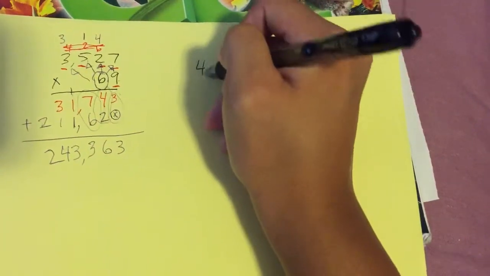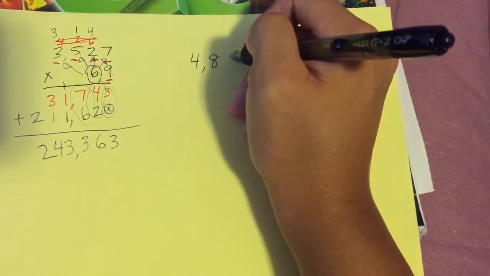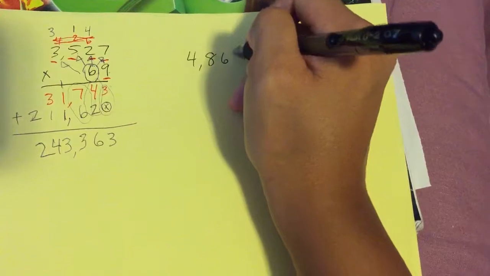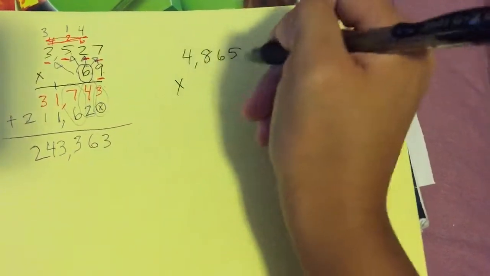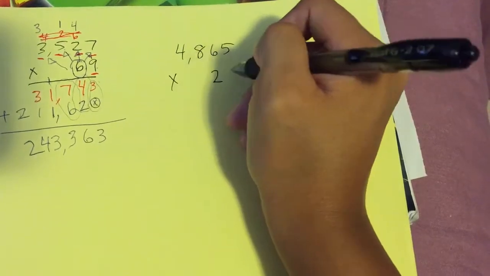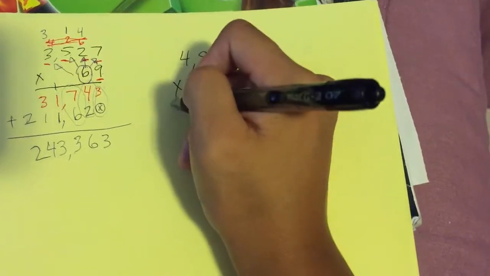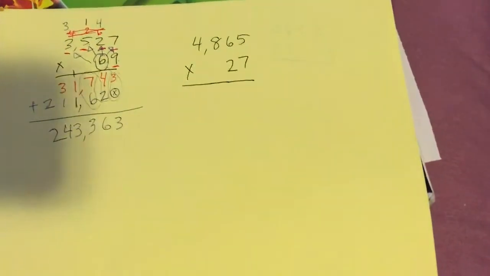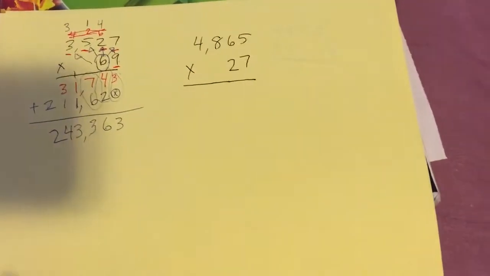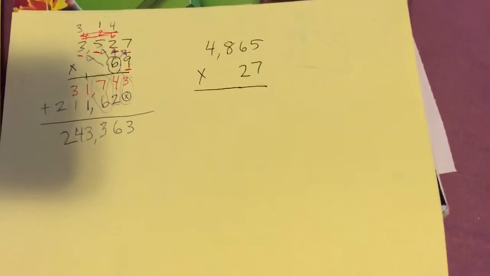So let's try the number 4,865, and let's multiply it by 27. This one I'm going to pause a little bit as I speak so that you can hopefully think through what are we going to do first, and then I'm going to tell you the answer.